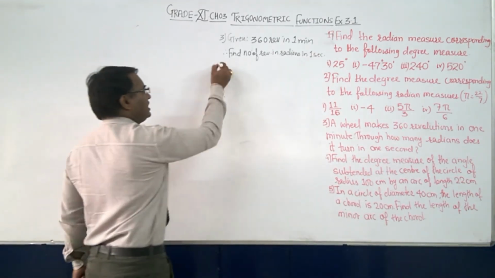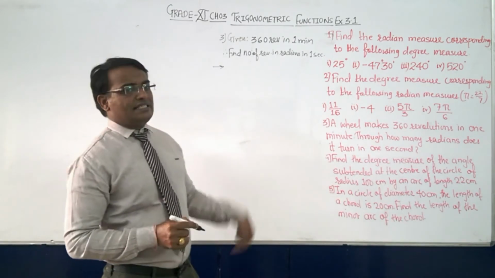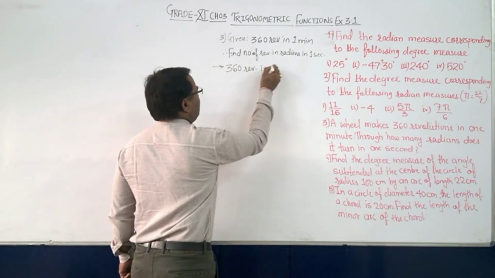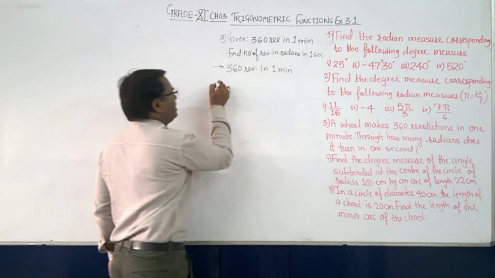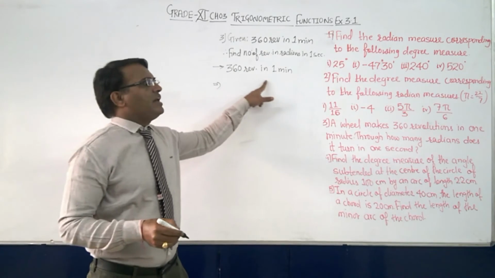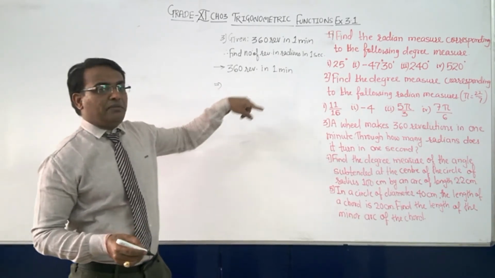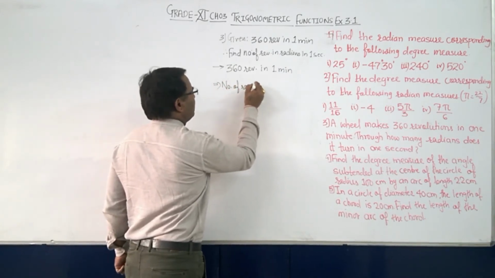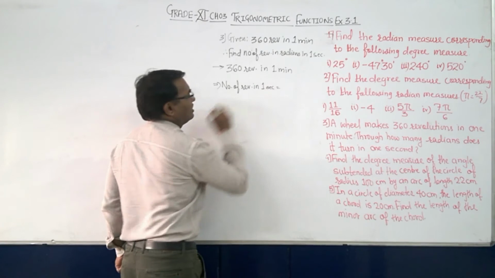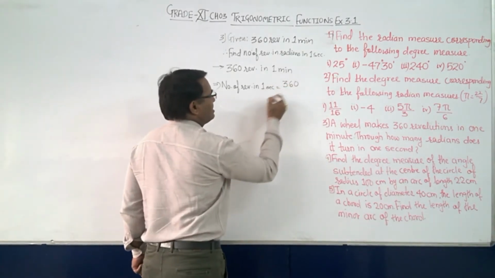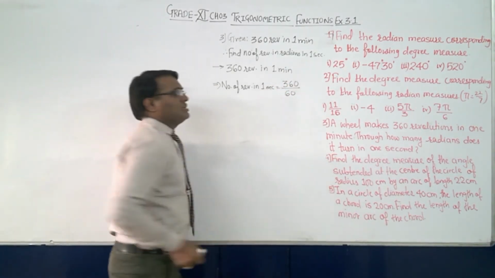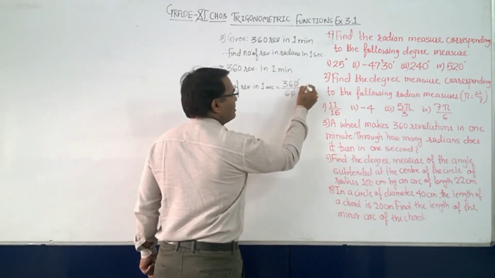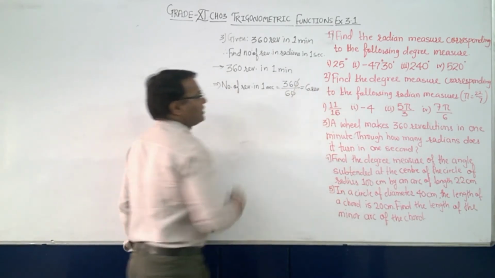Okay, now tell me one thing. It is given that 360 revolutions in 1 minute. What does it mean? If 360 revolutions in 1 minute, so in 1 second how many will it be? Therefore, number of revolutions in 1 second is equal to 360 divided by 60 seconds. So 0 cancels and then 6 revolutions.